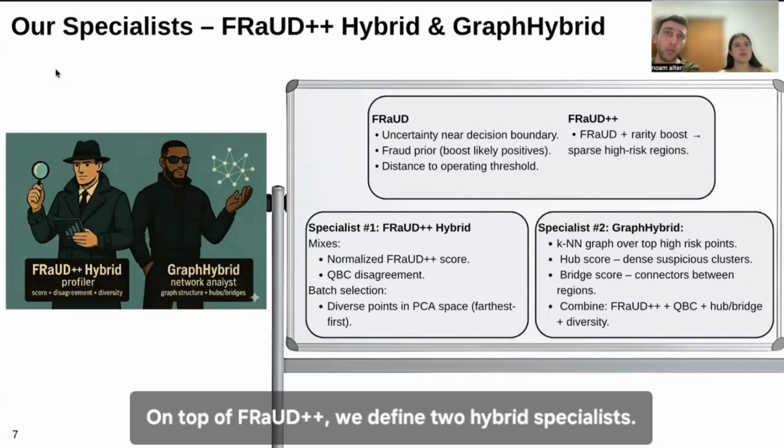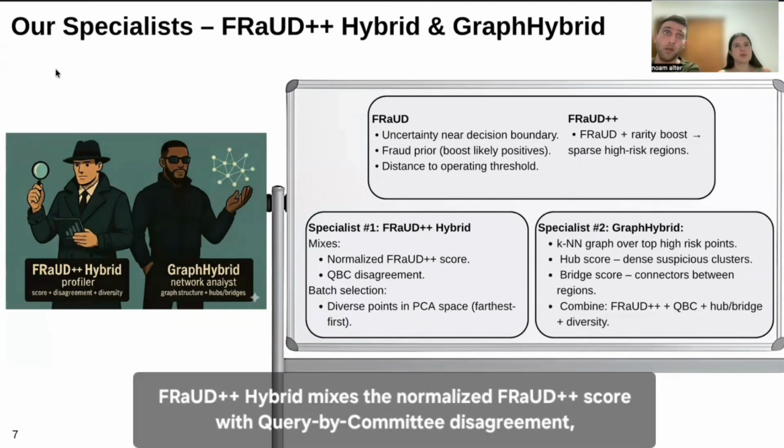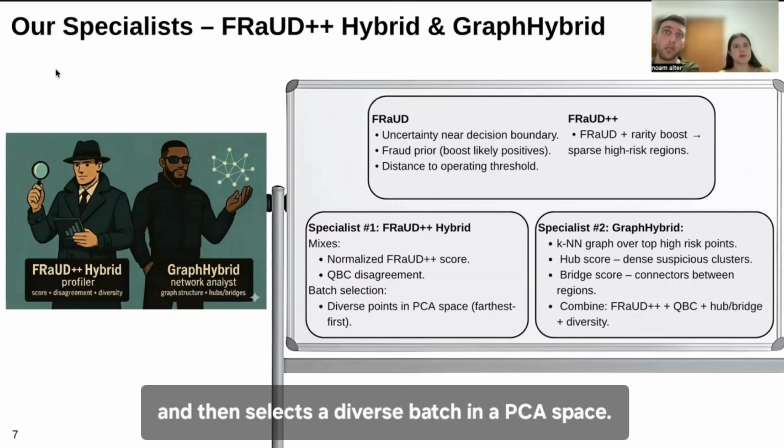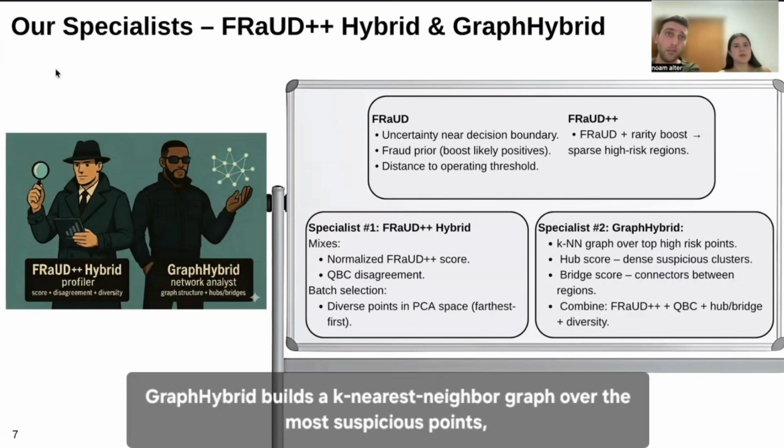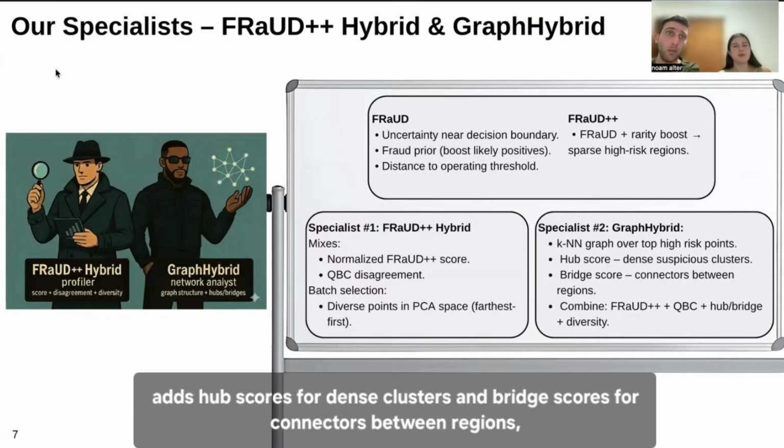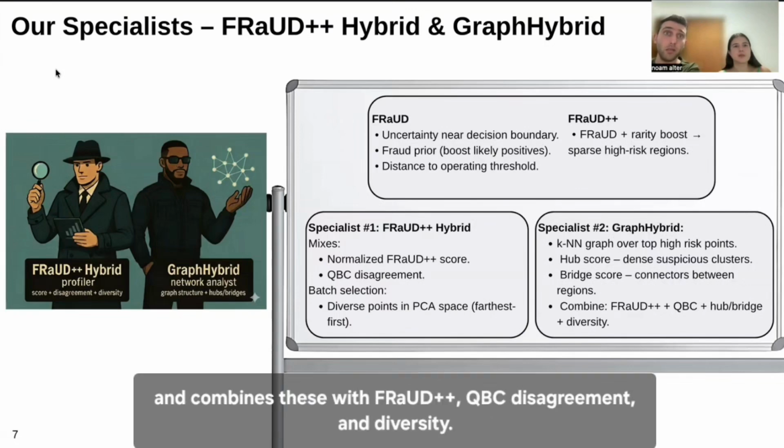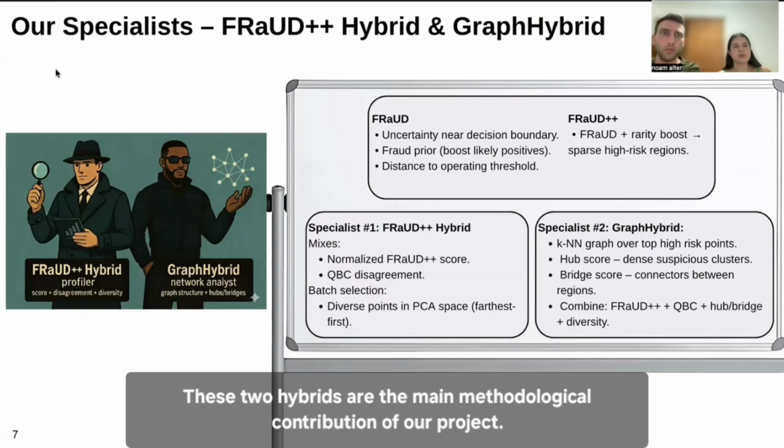On top of Fraud++, we define two hybrid specialists. Fraud++ Hybrid mixes the normalized Fraud++ score with query by committee disagreement, and then selects a diversity batch in a PCA space. Graph Hybrid builds a k-nearest neighbor graph over the most suspicious points, adds hub scores for dense clusters and bridge scores for connectors between regions, and combines this with Fraud++, QBC disagreement and diversity. These two hybrids are the main methodological contribution of our project.